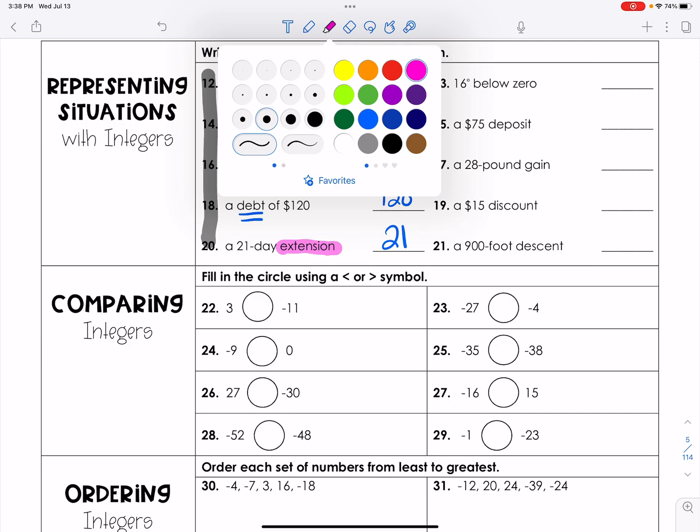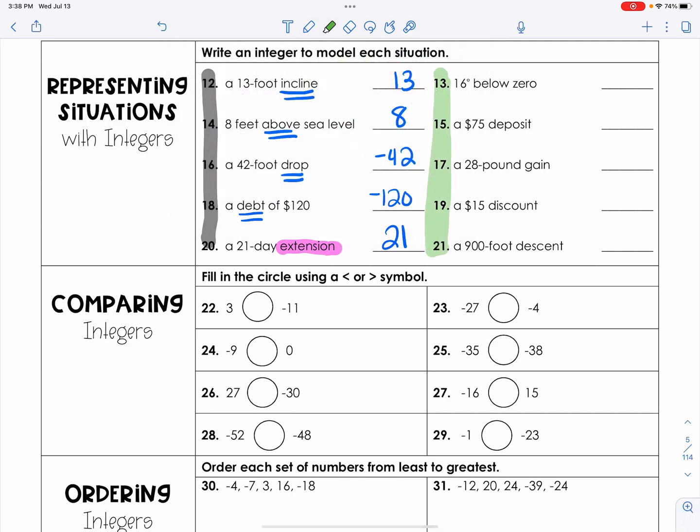All right, so what I would like you to do right now is pause the video and do this column.